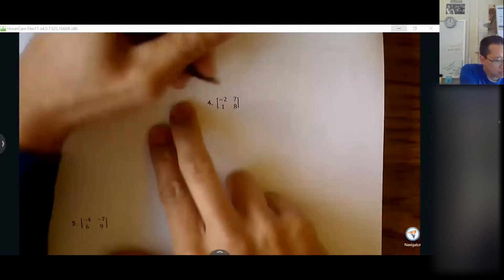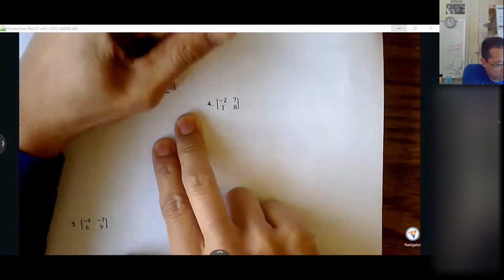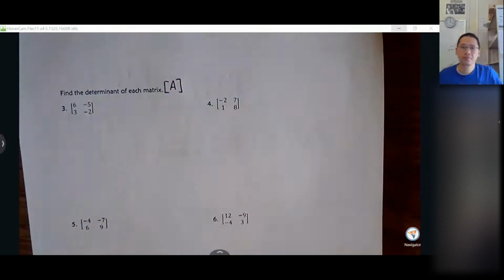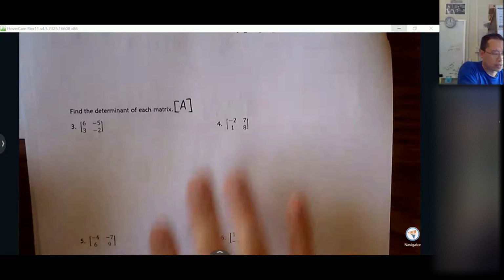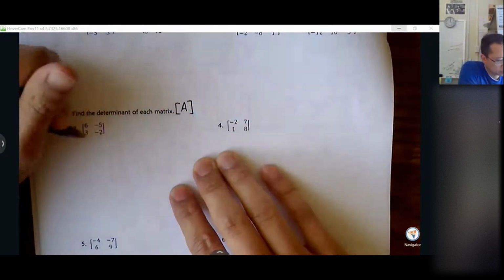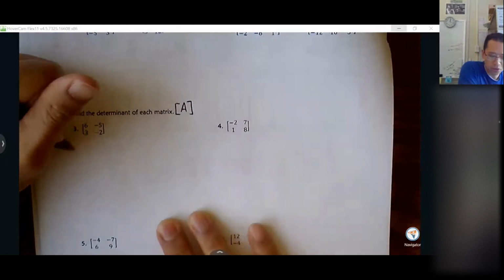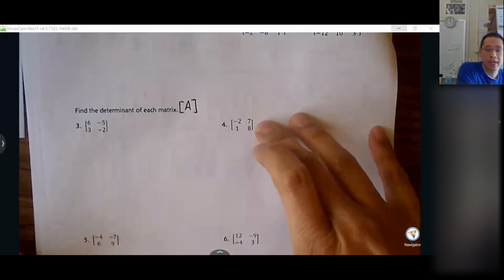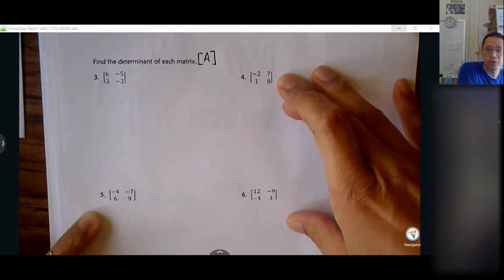Okay, so let's say all of this is matrix A here, so that we have a name for each of these determinants. Go ahead and try this. Again, the formula is just AD minus BC. I'll do number 3 and then see if you can follow suit with 4 through 6.